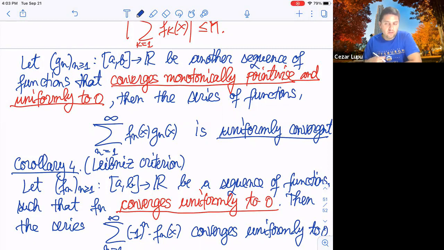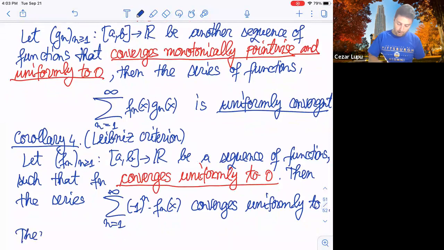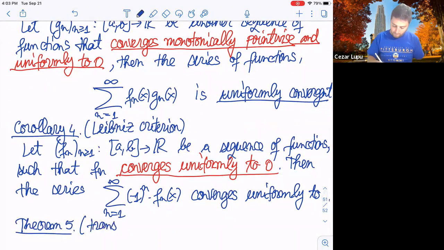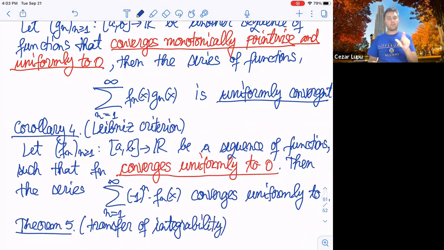Well, now, just like in the previous lectures, let's see how we can transfer integrability when we deal with series of functions. And we have this theorem, theorem 5, transfer of integrability. So I'm curious under what conditions I can swap the series of functions with integrals and so on.